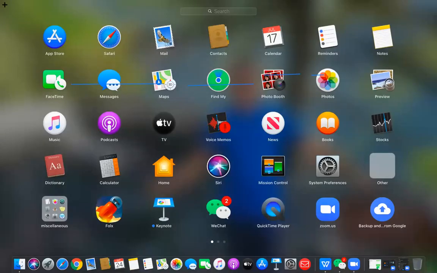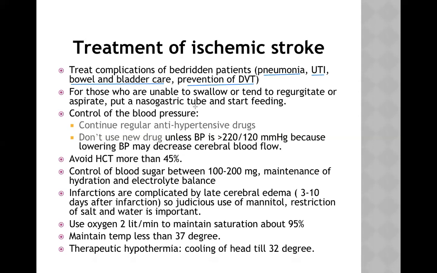Let's move further. Now for those who are unable to swallow or tend to regurgitate or aspirate, put an NG tube and start feeding. Now many of these patients are drowsy, okay, and they don't have sense, so they cannot swallow, or even if they try to swallow, there is high chance of regurgitation or even aspiration. That's why do not feed a patient who is drowsy or who is in coma. Do not put anything in the mouth. There is a high chance of aspiration.